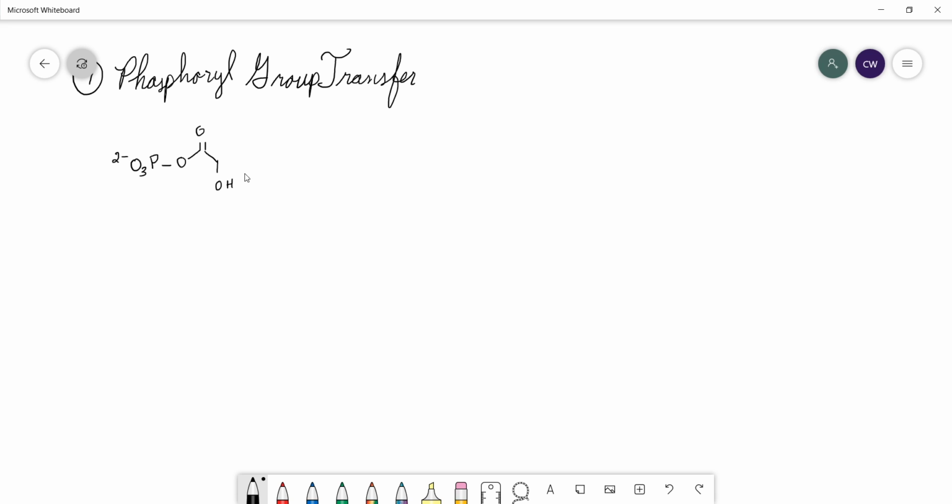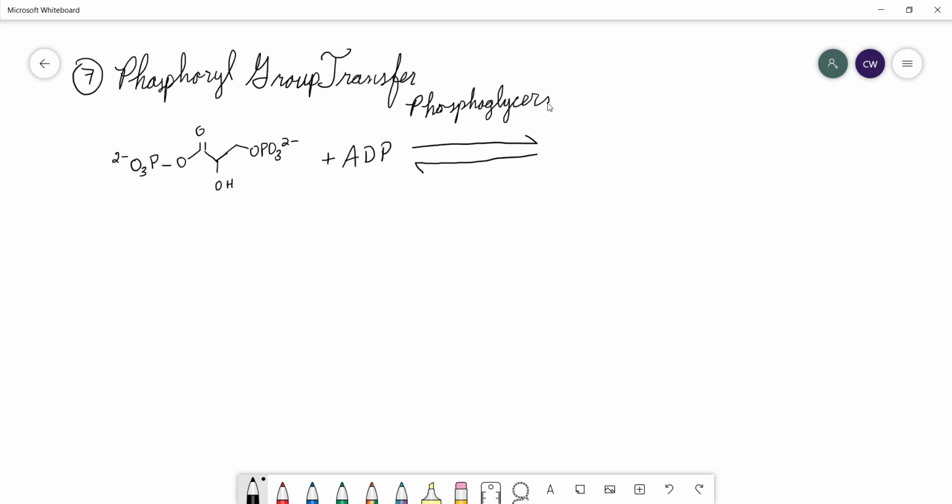So we start with the glycerate 1,3-bisphosphate. Okay, and again, I'm using the condensed phosphates for this. We add to it a mole of ADP. Okay, and then this equilibrium is controlled by phosphoglycerate kinase.